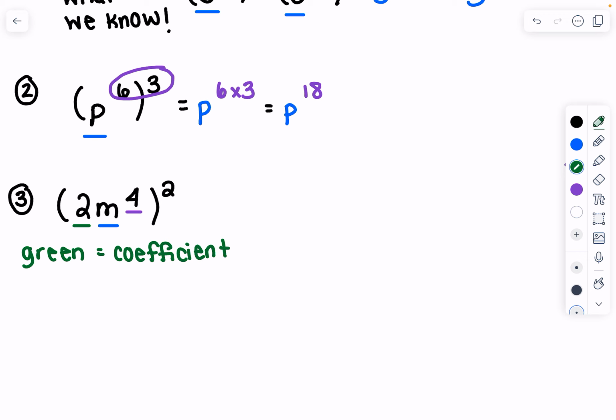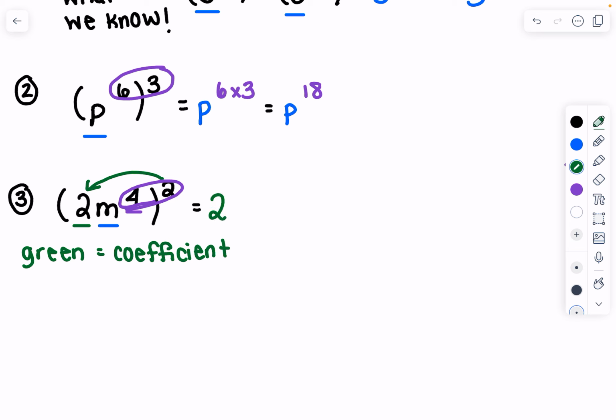Now, the important thing is that exponent of 2 applies to everything. So the 2 applies to the 2 as the coefficient. It's also going to be circled up with my 4. Basically, whatever you see in your term, 2m to the power of 4, just raise it to the power of 2. So my first step is dealing with my coefficient.